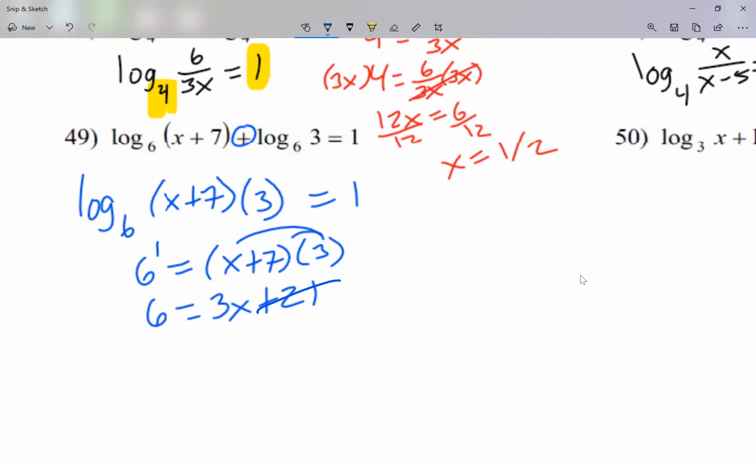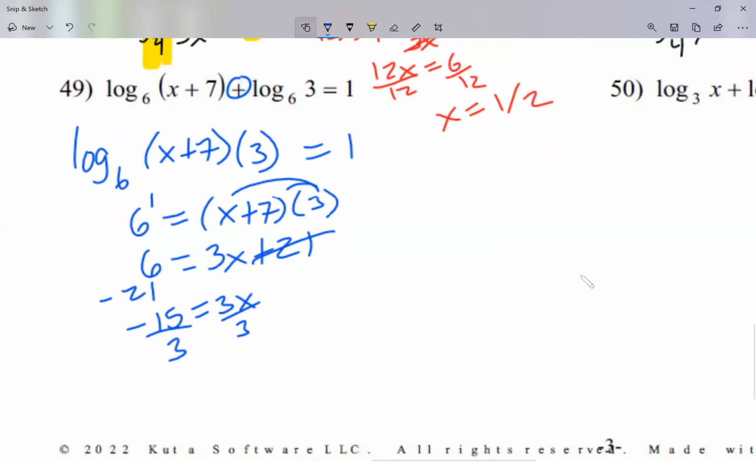The plus 21, let me move it to the other side as a minus 21. So I get negative 15. It's equal to 3x. And once I divide by 3, I get that negative 5 is equal to x.